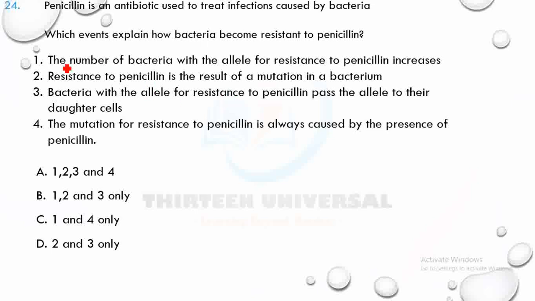The first one says the number of bacteria with the allele for resistance to penicillin increases. This is going to increase. Yes. Resistance to penicillin is a result of mutation in the bacteria. Yes. Bacteria with the allele for resistance to penicillin pass the allele to their daughter cells. Yes. Number 4 says the mutation for resistance to penicillin is always caused by the presence of penicillin. It is not always. So I think B is the answer. Let's go, guys.